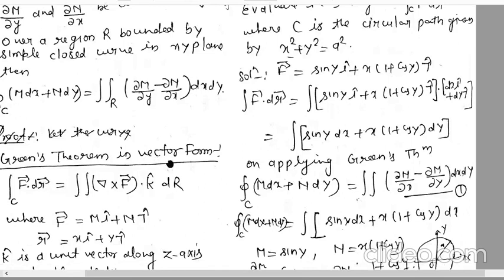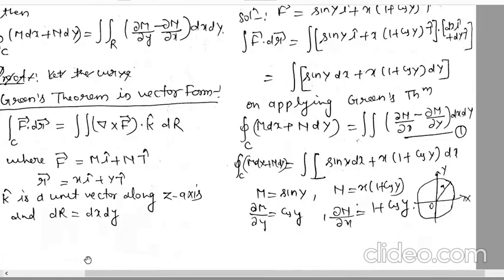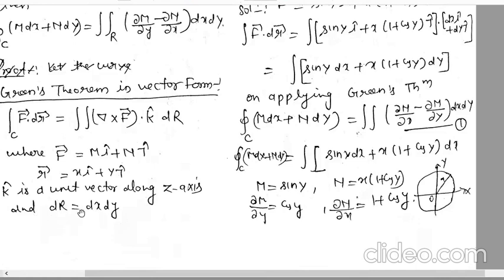Green's theorem also has another form, the vector form. The closed integral of F vector dot dr vector is equal to the double integral of del cross F vector dot k vector dR. This is the vector form of Green's theorem, where F vector is given by M i plus N j, r vector is x i plus y j, and k cap is a unit vector along the z axis, and dR will be dx dy.